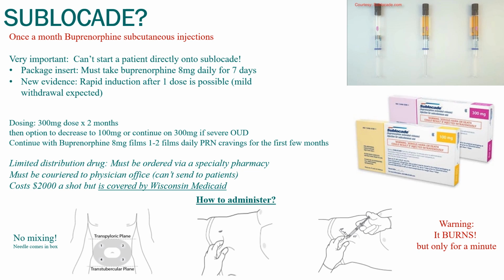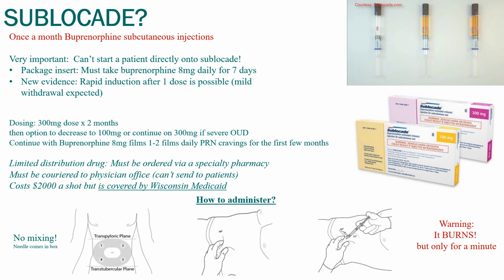The package insert says that they should be on the drug for at least 8 milligrams for at least 7 days, but there are multiple papers saying that you could rapidly induce someone. So make sure that they take at least one buprenorphine dose and then get them on the Sublocade right away. Typical dosing for Sublocade is you give them a 300 milligram injection once a month for 2 months. Then you can drop down to the 100 milligram injection if they are no longer using and they're doing well, or you can continue at the 300 milligram dosing for patients that have more severe opioid use disorder.